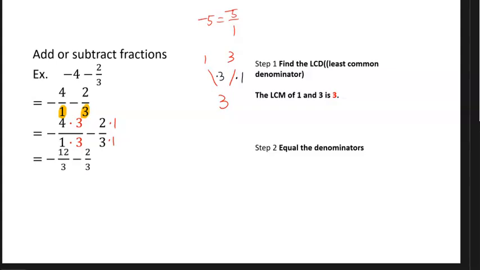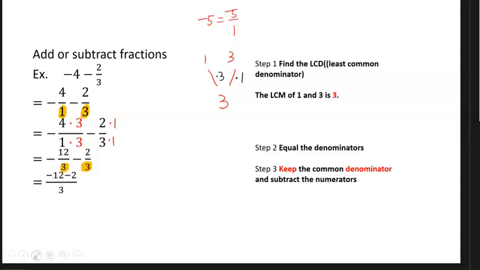So you're still going to get negative 12 over 3. 4 times 3 is 12. 1 times 3 is 3. 2 times 1 is 2. 3 times 1 is 3. Now, we're going to do something similar to what we did before. We keep the denominator 3, but we're going to associate that minus sign. See, this goes with that, and this goes with that. And now we're going to have negative 12 minus 2.